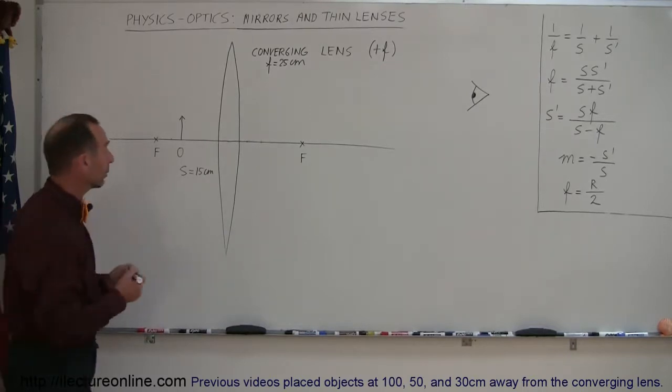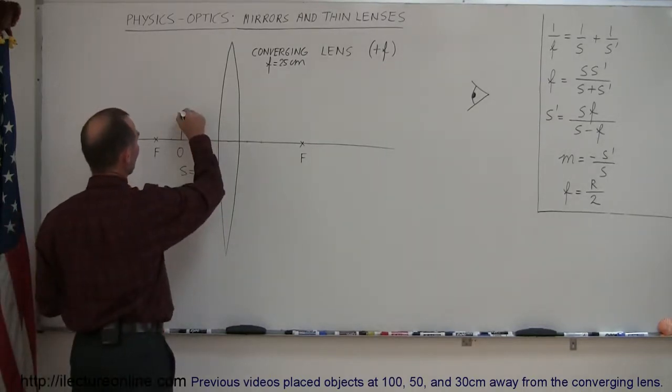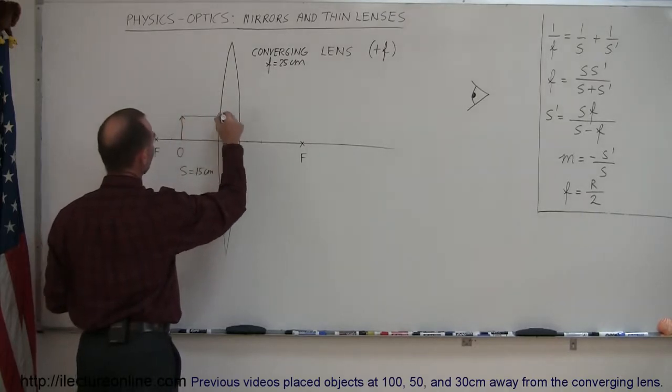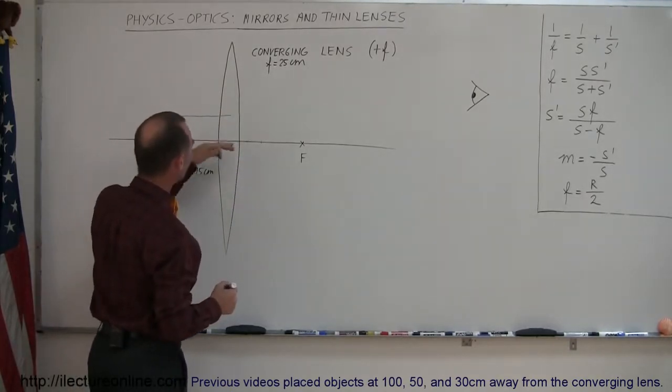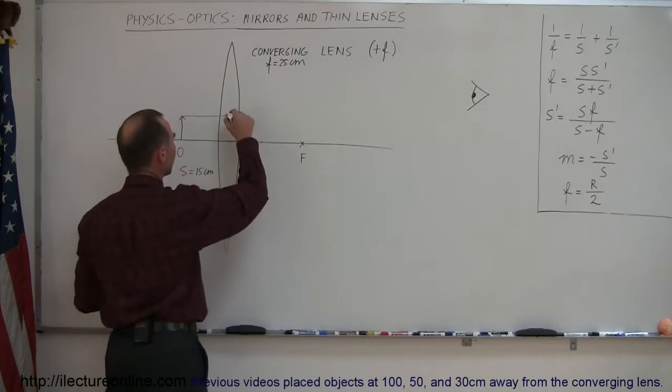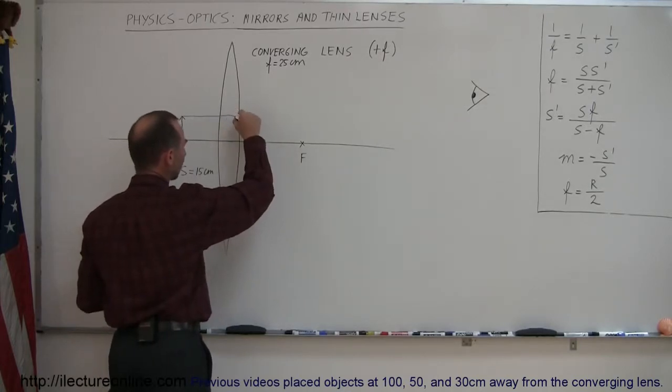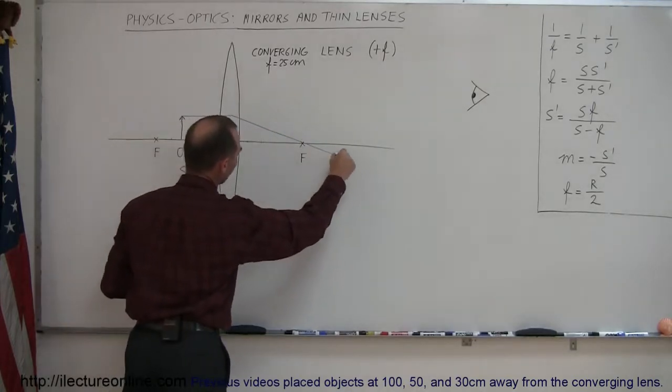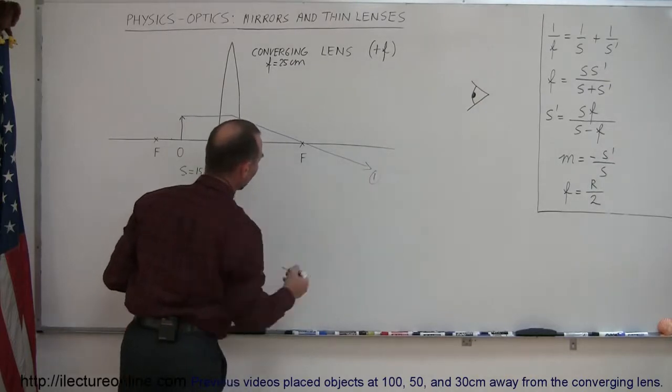Well, let's try our ray diagram. The first ray, always the same. We draw it parallel to the normal until we hit the lens. And then when the ray goes through the lens, it diverges or refracts and continues on through the focal point on the other side. So that's ray number 1.